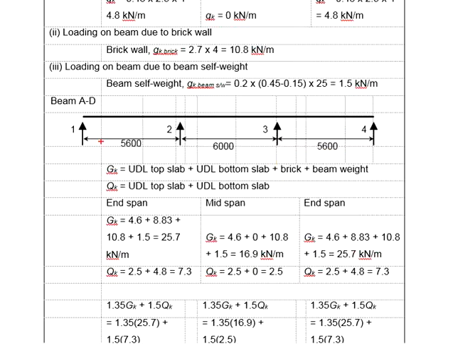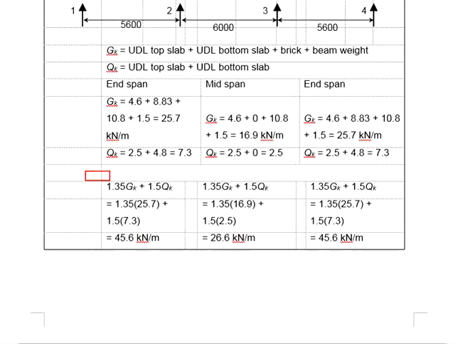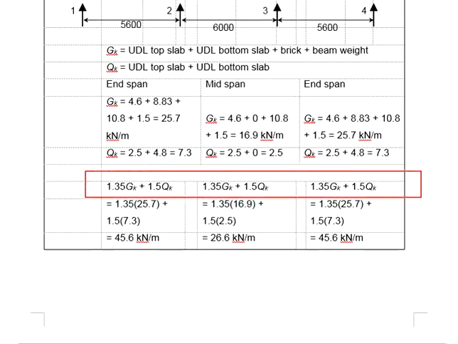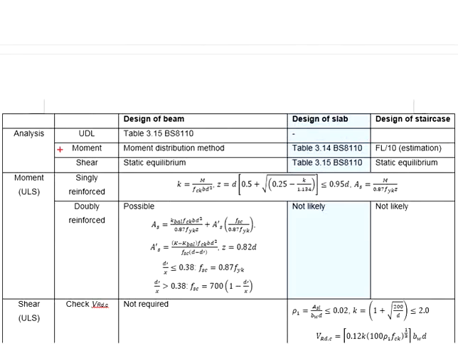Therefore, they shall be classified under GK. And for the design load, you are talking about 1.35 GK plus 1.5 QK. And then you need to get the moment acting onto the beam. One of the methods used would be the moment distribution method.